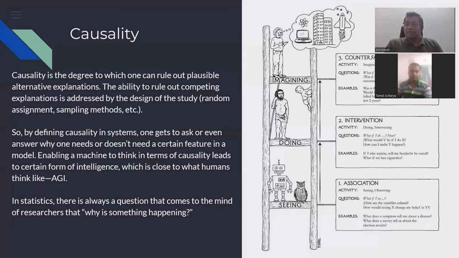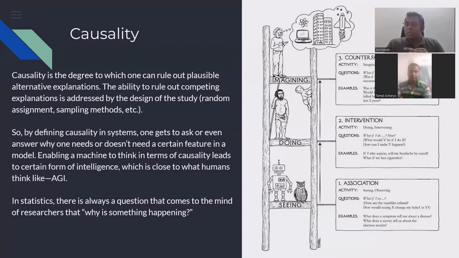The second one is intervention. Okay, now I know this, I know how things are happening. How can I make this happen? Or if I had to repeat the results, how can I make this happen? This is where intervention comes in. So if I am getting fever, let's say I'm feeling feverish, should I take paracetamol, or should I do something else about this? What if we ban cigarettes, or what if we ban all the soda, all the sugary drinks?